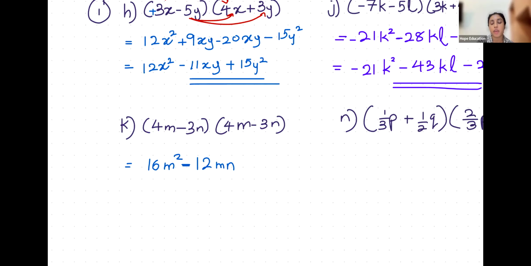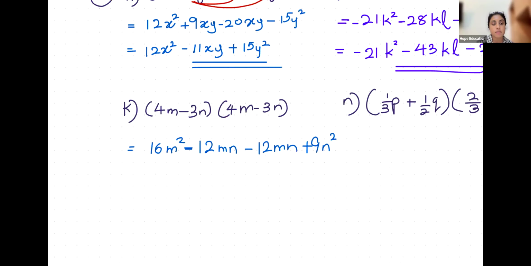3n multiplied by 4m. 3 times 4 is 12. M times n is mn. Minus times plus is minus. 3n times 3n. 3 times 3 is 9. N times n is n squared. Minus times minus is plus.